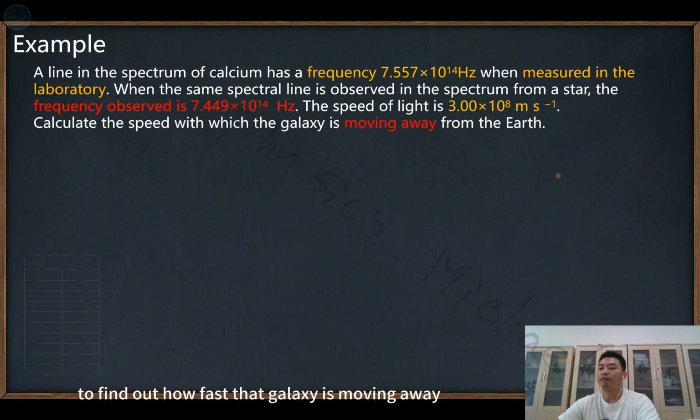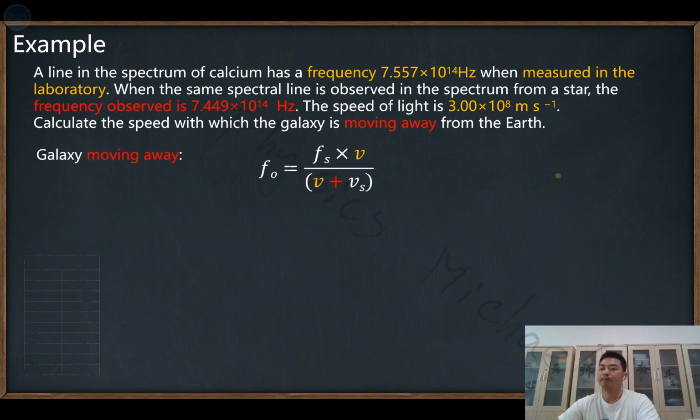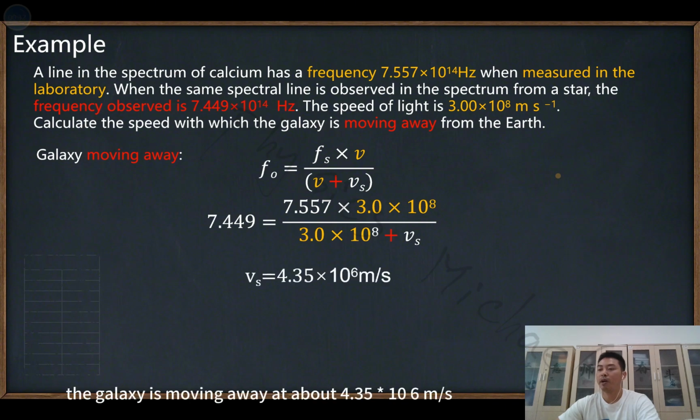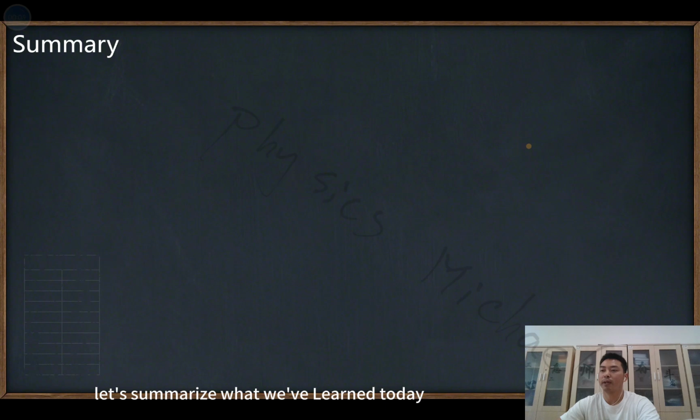To find out how fast the galaxy is moving away, we use the Doppler effect equation. 7.449 equals 7.557 times 3.0 times 10 to the 8 divided by 3.0 times 10 to the 8 plus Vs. Solving for Vs, we find the galaxy is moving away at about 4.35 times 10 to the power of 6 meters per second.